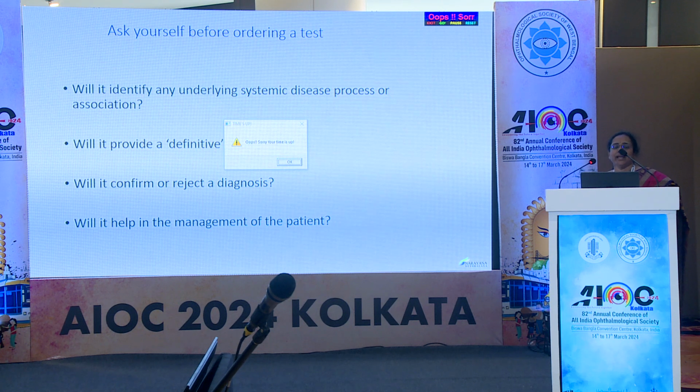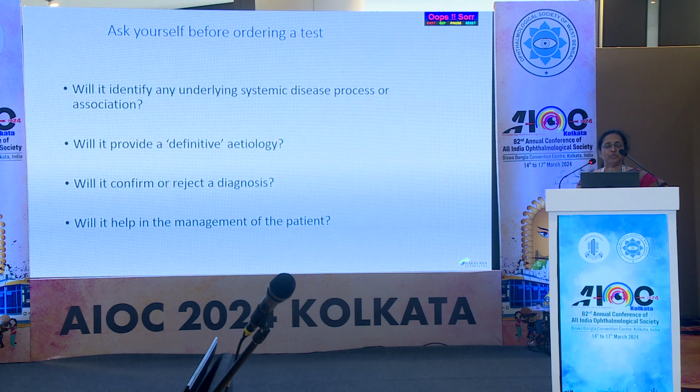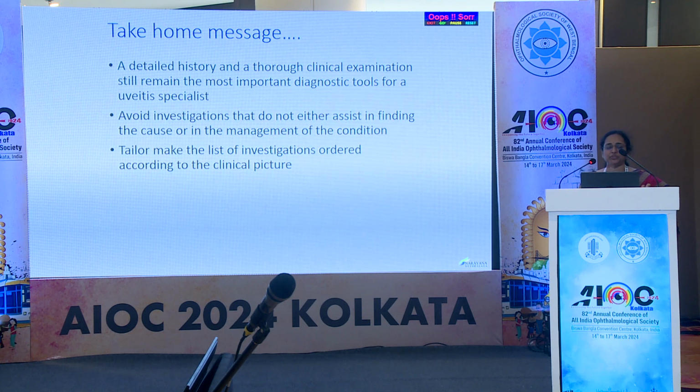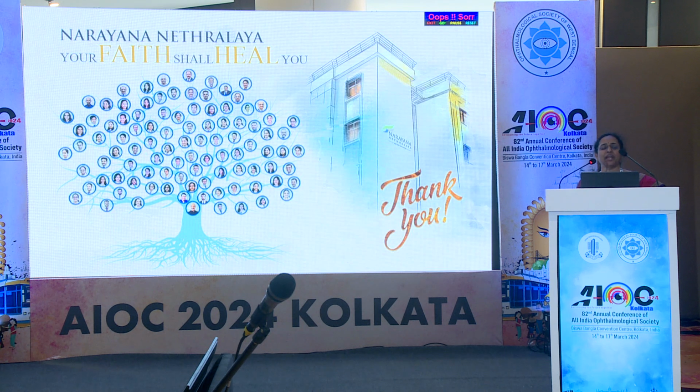So, before ordering any test, we need to ask: will it identify any underlying systemic disease or process, or association, or will it provide a definitive diagnosis, or is it going to reject the diagnosis? How is it going to help the management of the patient? Detailed history and thorough clinical examination still remain the most important diagnostic tool for the uveitis specialist. Avoid investigations that do not either assist in finding the cause or in the management of the condition. We need to tailor-make the list of investigations according to the clinical picture of the patient. So order expensive tests only if the clinical picture demands it and the condition is not refractory to treatment.